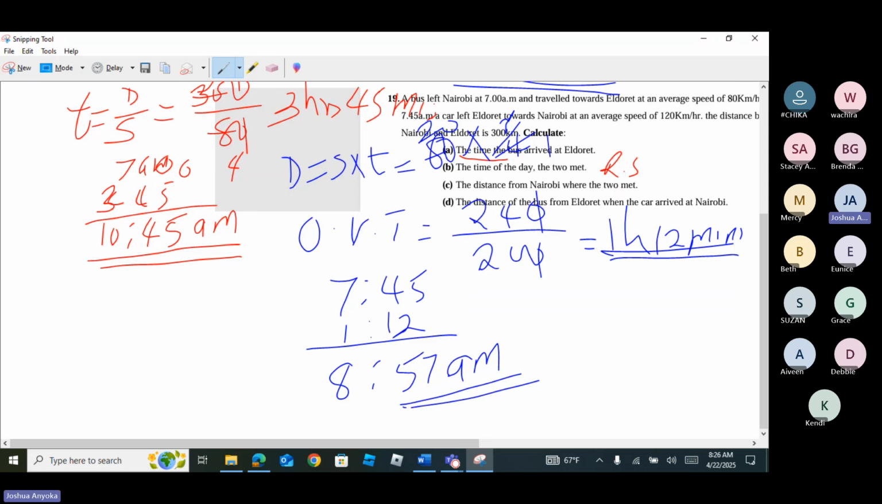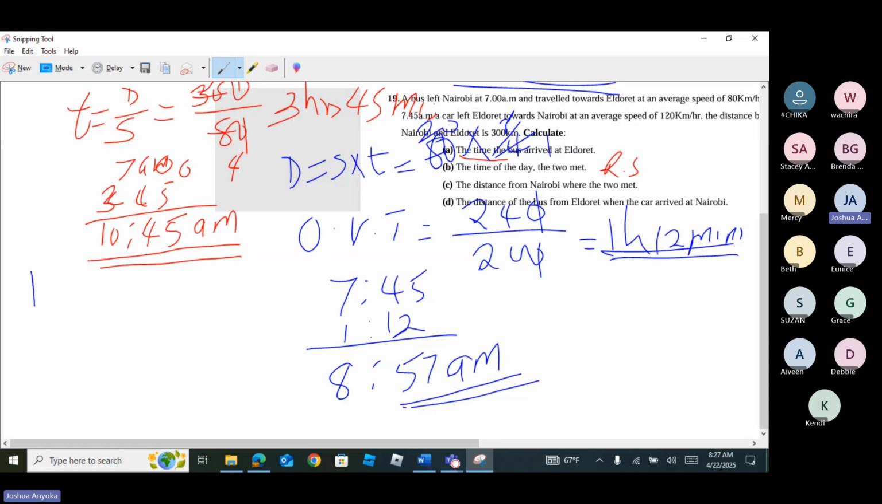Are we in agreement? I hope yes. That is, we have used the relative speed. Part C, the distance from Nairobi where the two vehicles met. Distance from Nairobi where the two vehicles met.